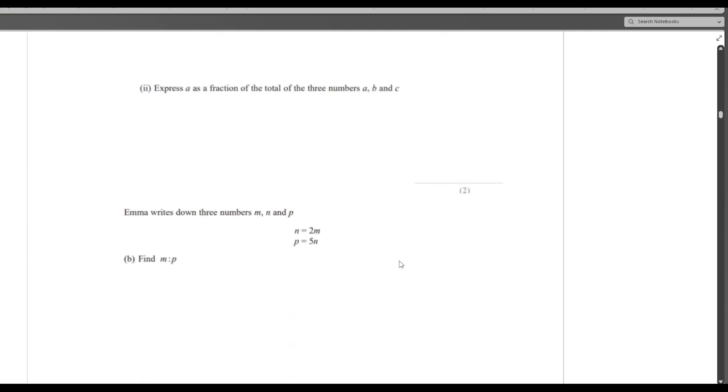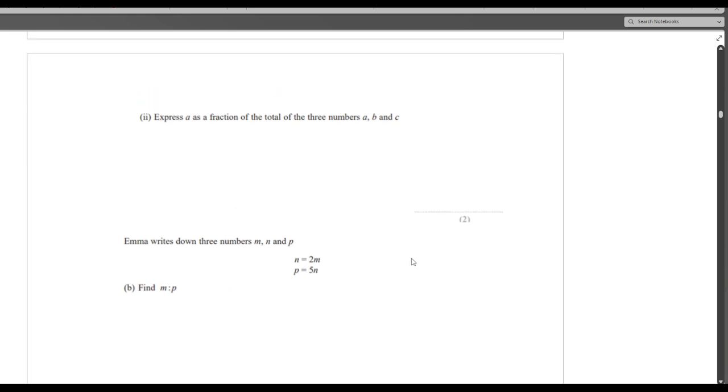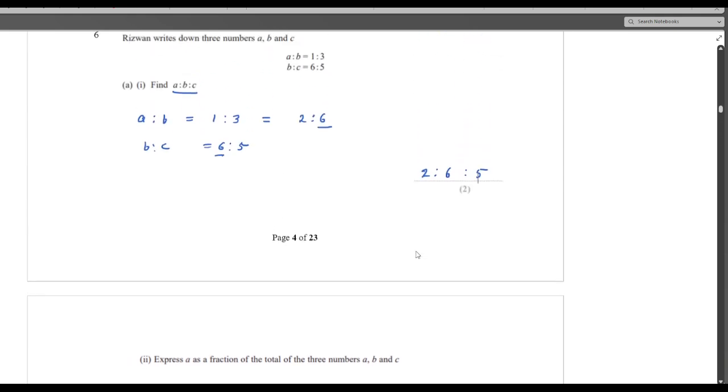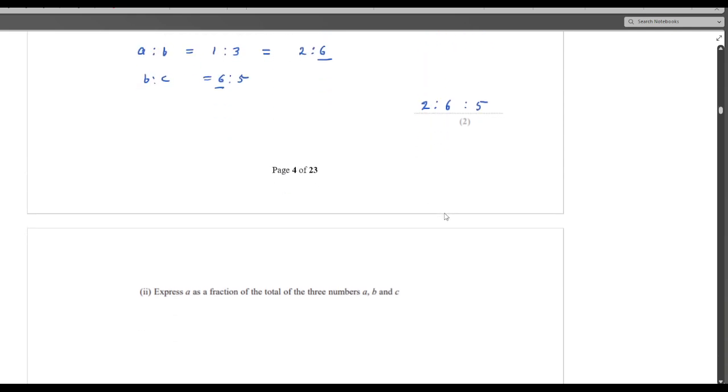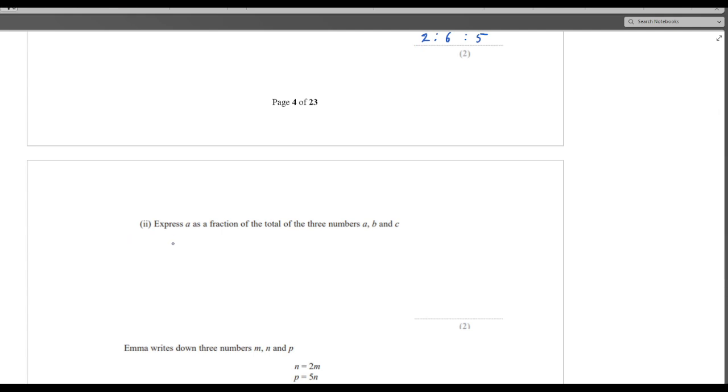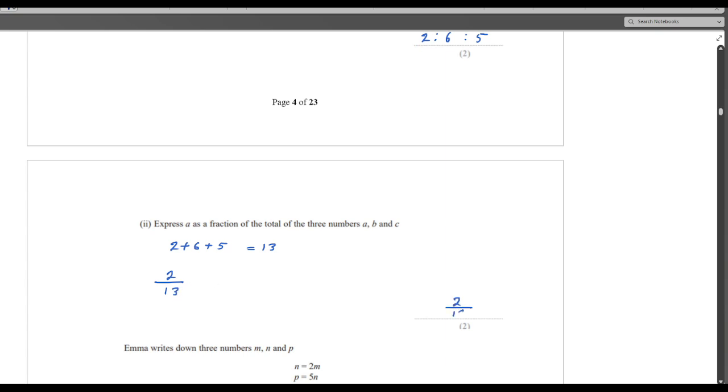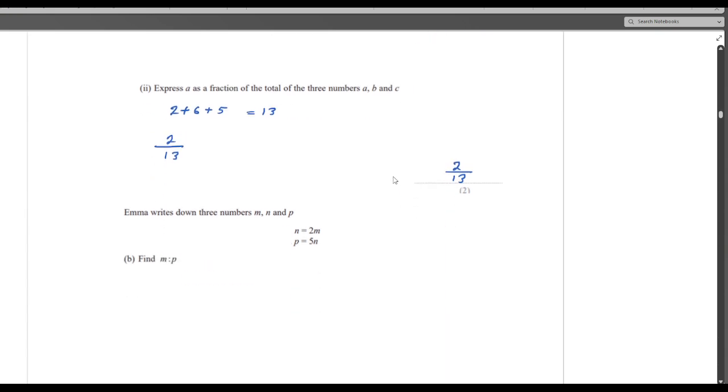Now next, express A as a fraction of the total of the 3 numbers A, B and C. So for A as a fraction, you can see the weightage for A is 2 out of 2 plus 6 plus 5, which is 13. So first I will say that 2 plus 6 plus 5 is 13. Now you want A as a fraction of the 3 numbers A, B, C. So A as a fraction will be 2 divided by 13. 2 divided by 13 is your answer. So you will write 2 divided by 13 over here.